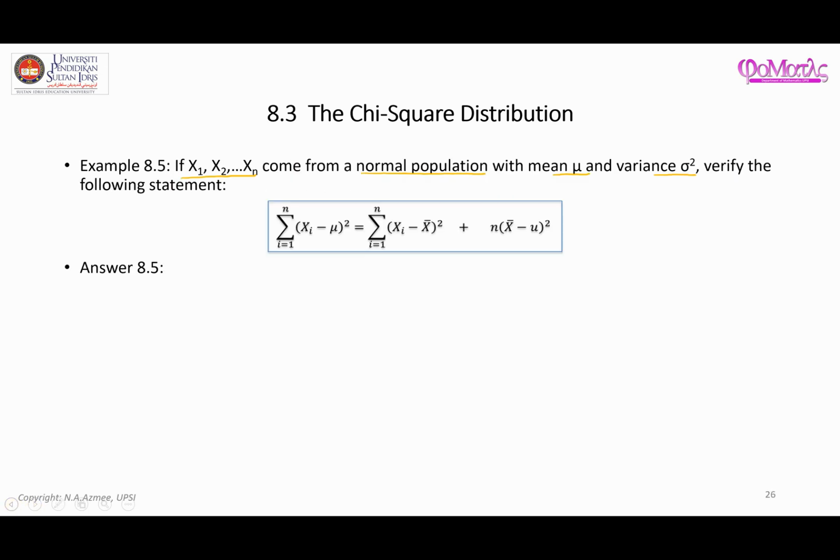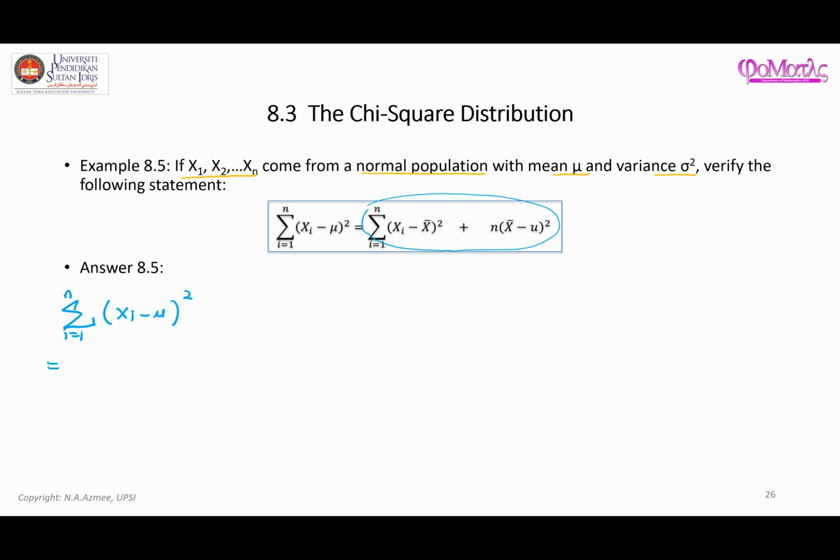Okay, so what I'm going to do is I'm going to start off with the left-hand side. So here what I have on the left-hand side is the sum of xi minus mu squared. I'm going to do some process so that at the end of it I will get this result here. So okay, that's what I'm going to do.